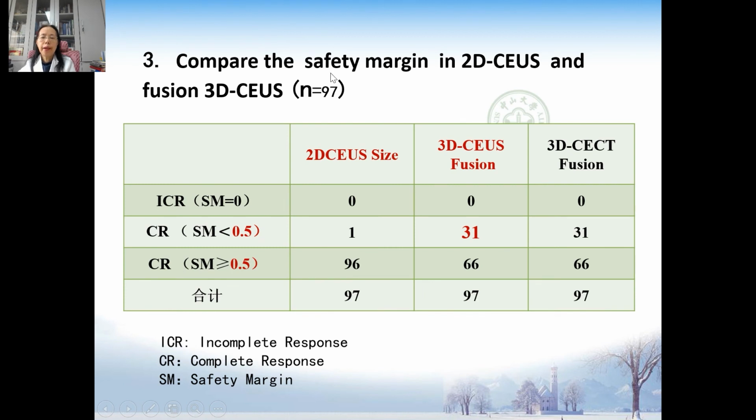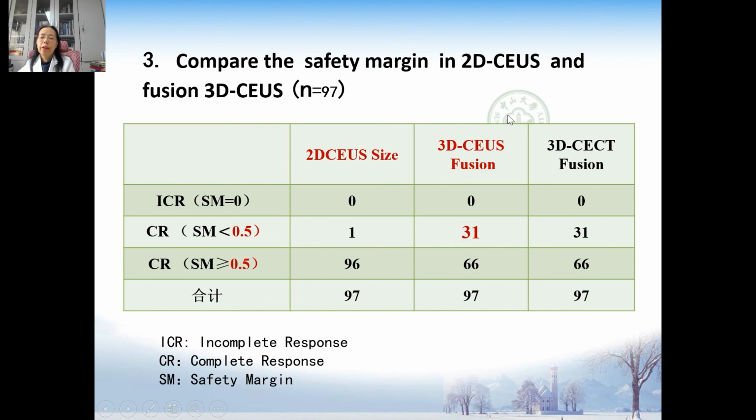Third, we compare the safety margin in 2D contrast ultrasound and in 3D contrast ultrasound in 197 cases. We can find that in 2D, 196 patients in 197 all have a safety margin larger than 5 mm. But by 3D fusion imaging, we only find 16 patients have a safety margin larger than 5 mm. In 31, it is not enough.